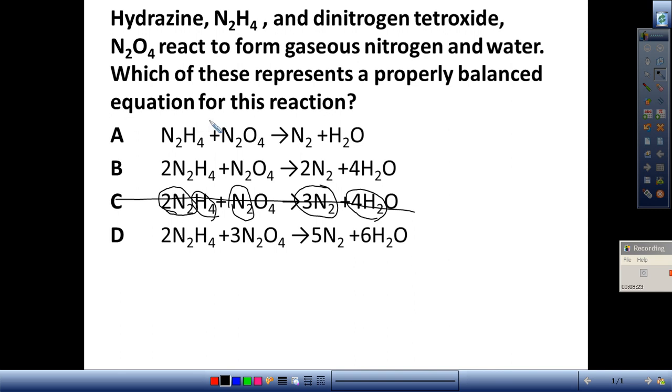Okay, go ahead and do the next 3, or try and figure out which one is properly balanced. You can pause the video and restart when everyone has it figured out. Go ahead and compare your answers too.